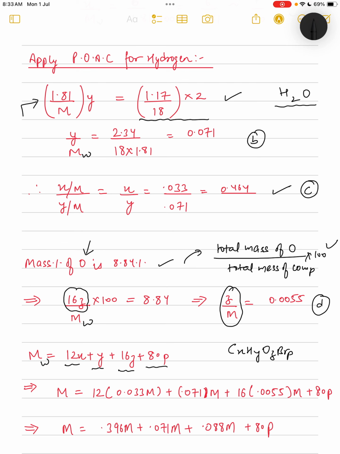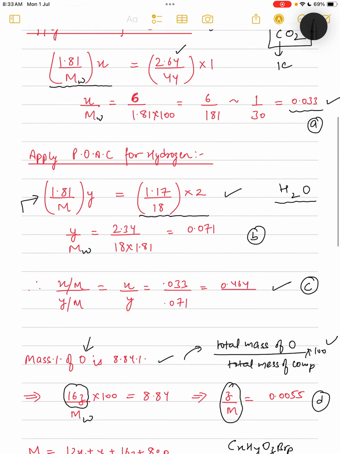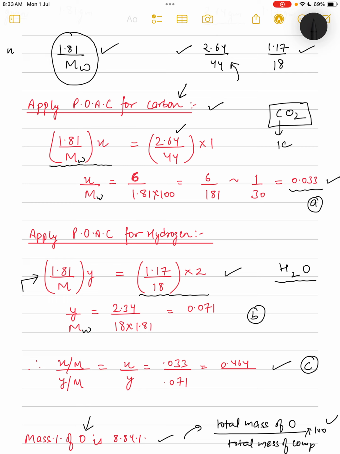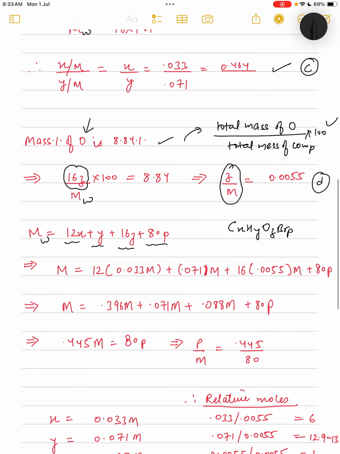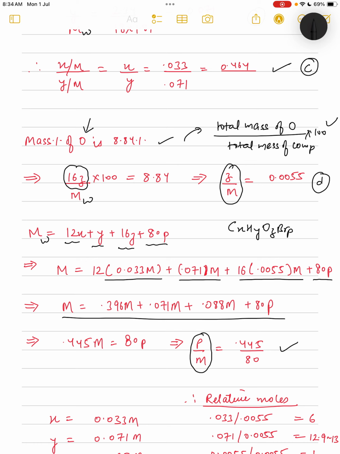I can easily put the value of x from here, right? X is what we have obtained. X upon Mw is equal to 0.033. So x is equal to 0.033 into Mw, right? So I have taken the value of x from the above equation, the value of y from the above ratio, the value of z from z by m, and p is already there. So if we solve with this equation, we will obtain p by m. We have obtained p by m.